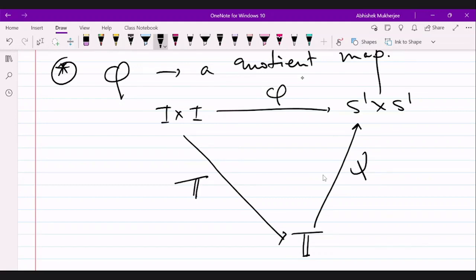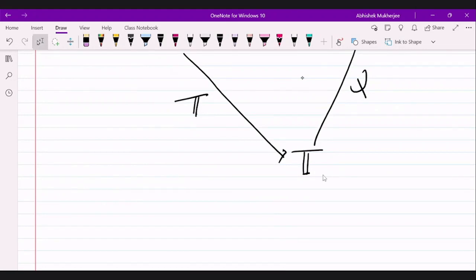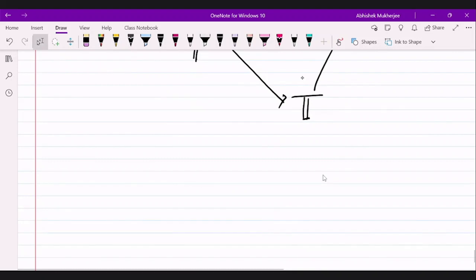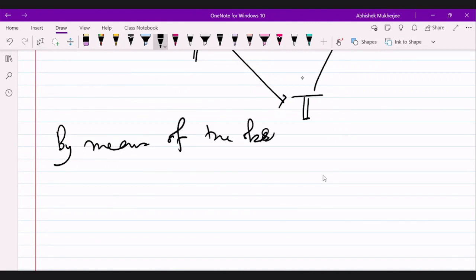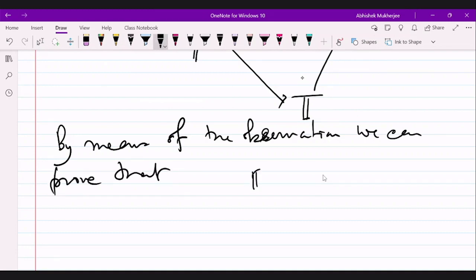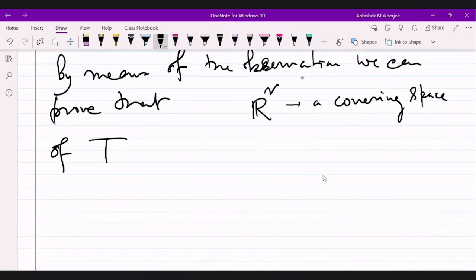And so in view of this observation, you have already seen that by means of the observation, we can prove that the plane is a covering space of the torus. Why?